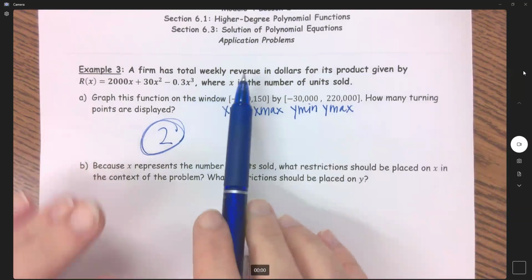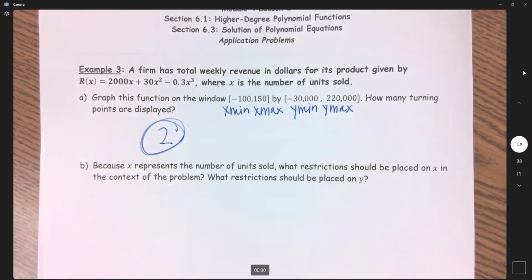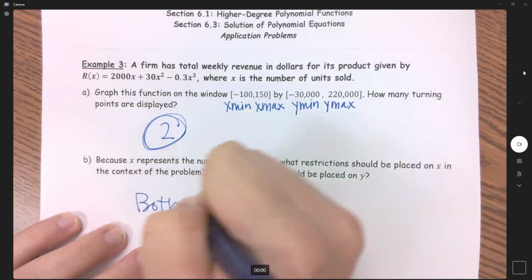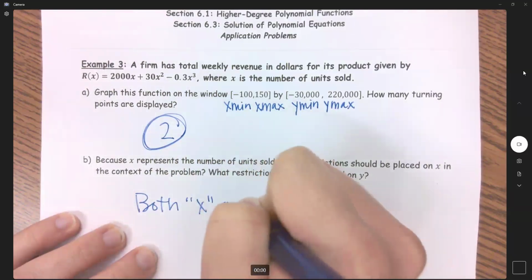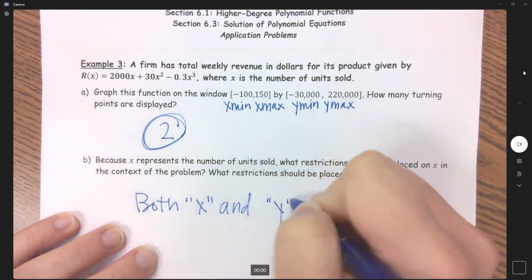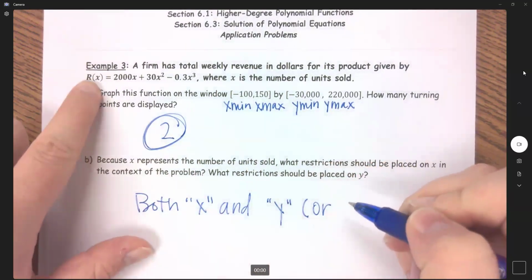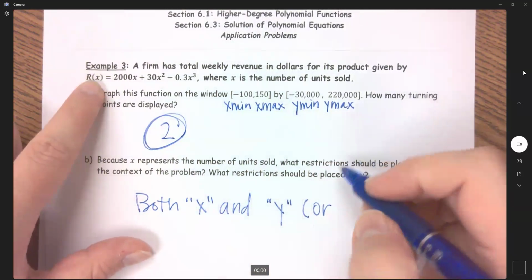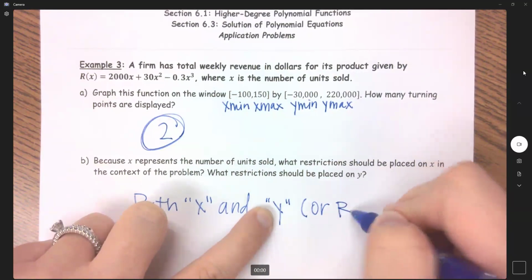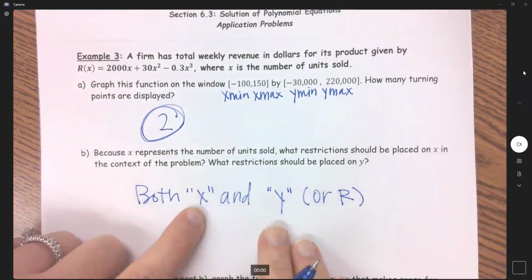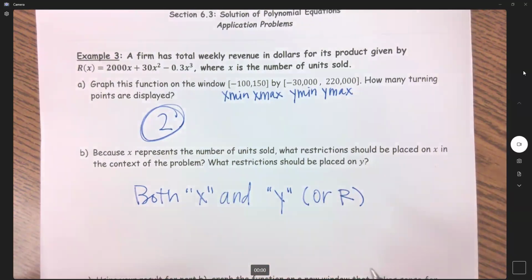And then my Y, because we're talking about revenue, not profit, not cost, but revenue. Revenue equals the money that you are bringing in. I cannot have a negative revenue. Negative revenue would be really your cost. So I cannot bring in negative. So here, both X and Y, or X and R, which is represented by the Y, need to be non-negative.